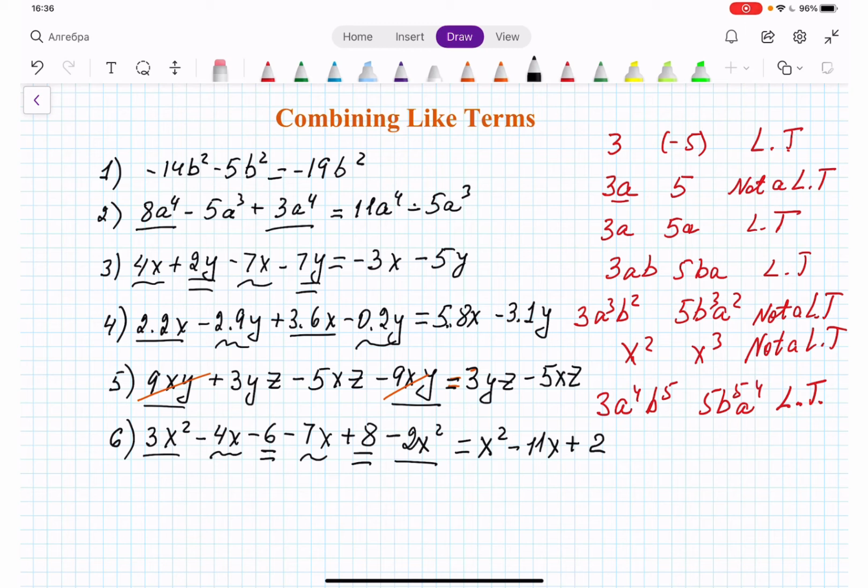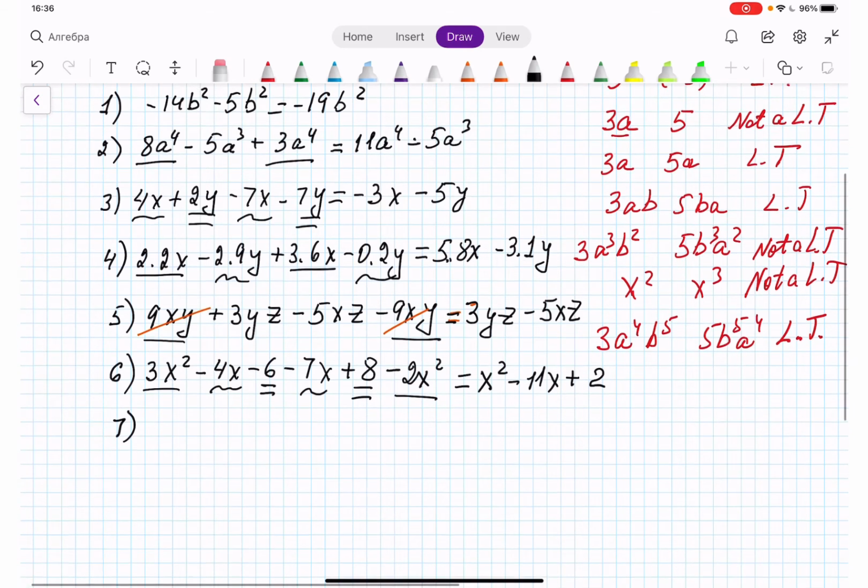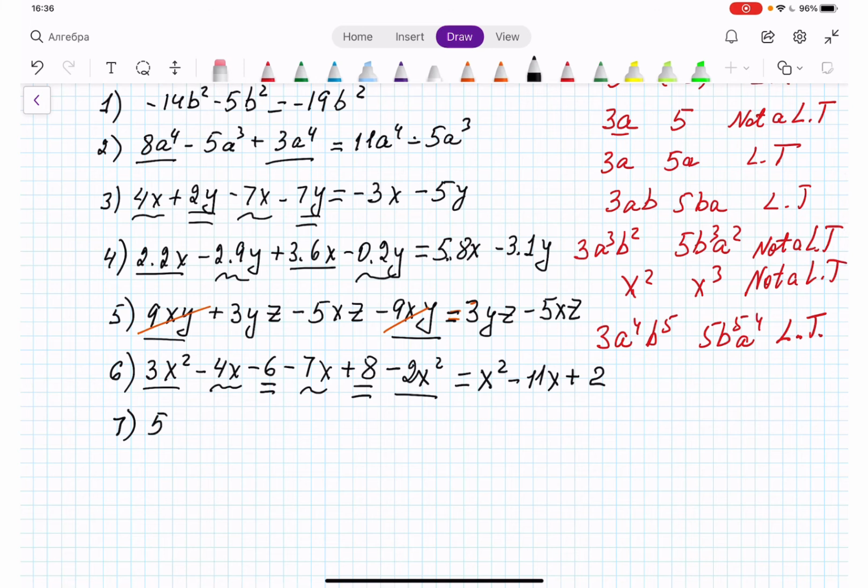Question number 7. We have 5y squared minus 5y plus 12 minus 15y squared minus 5y and plus 1.